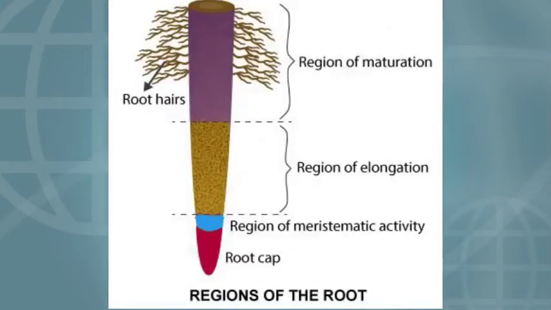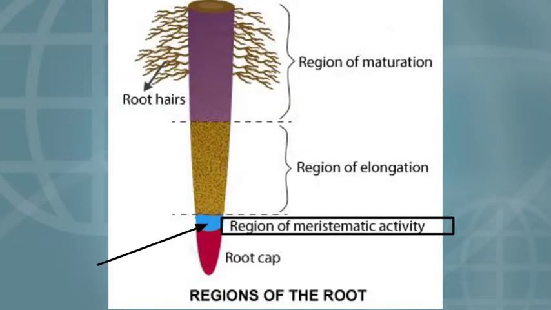Let's see the diagrammatic representation of region of meristematic activity. In the diagram, it appears in blue color, which is present few millimeters above the root cap. In this region, cells can divide repeatedly.